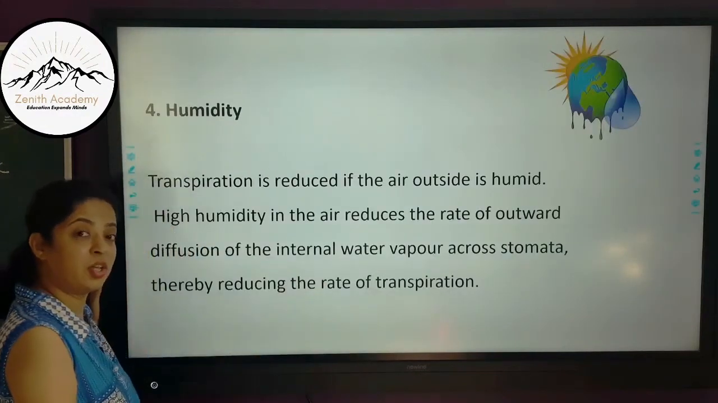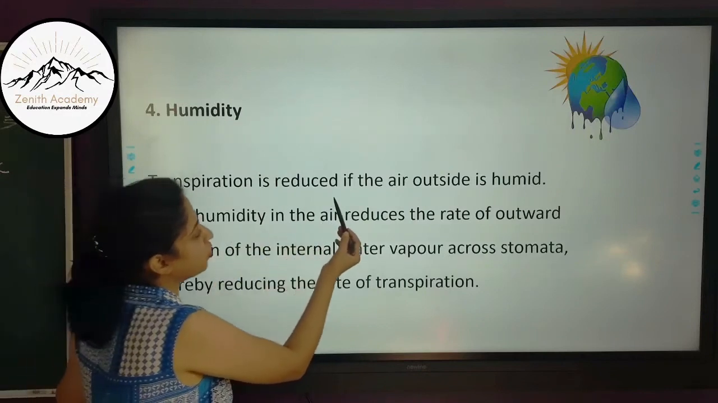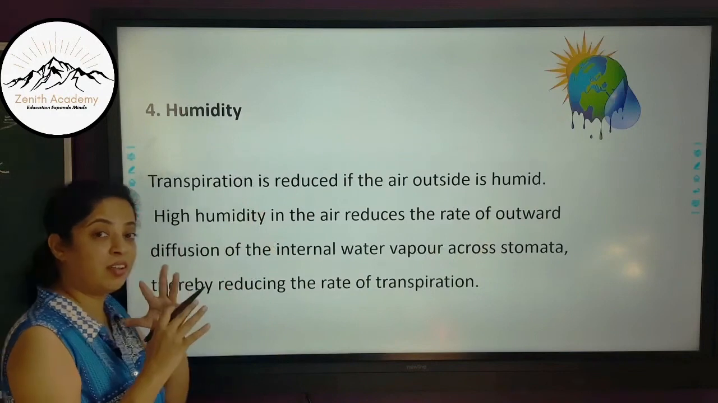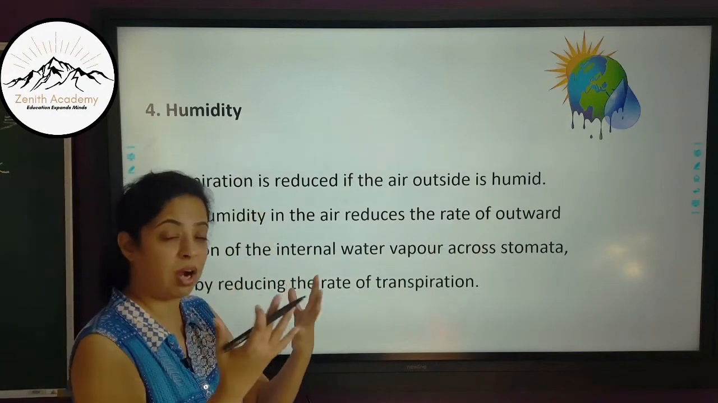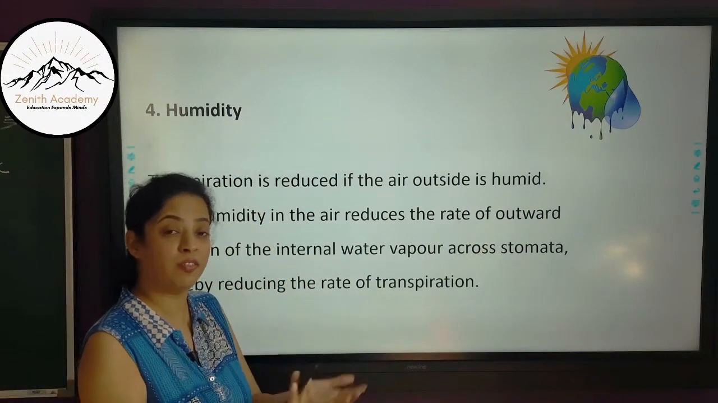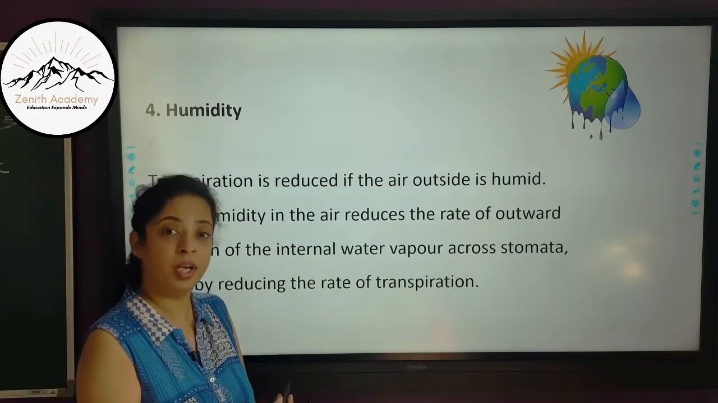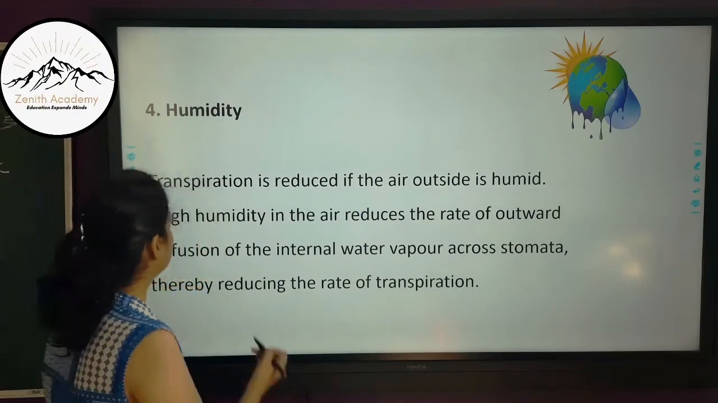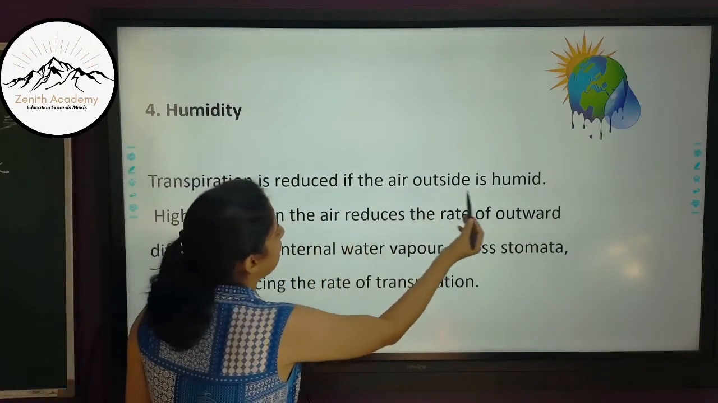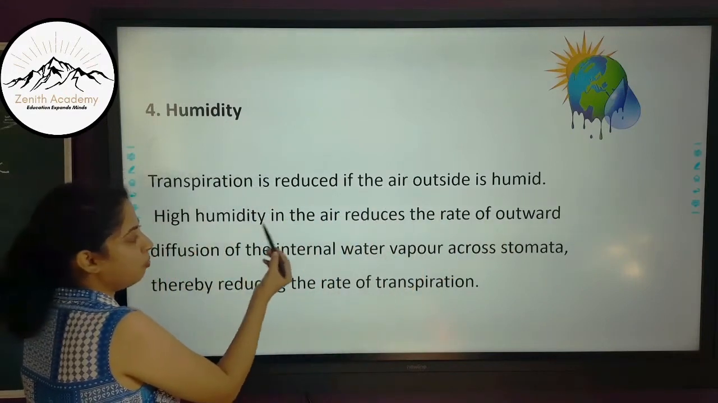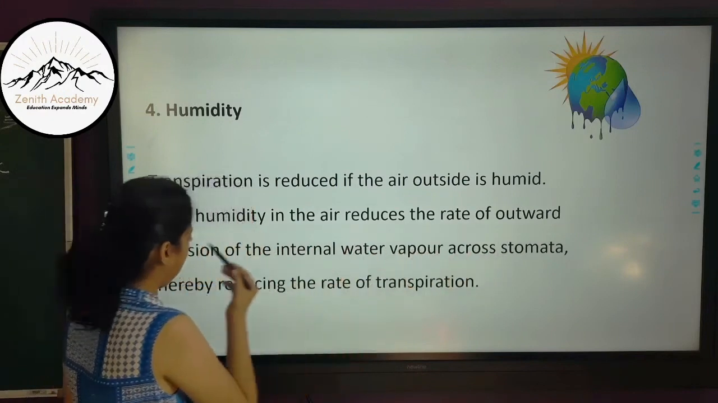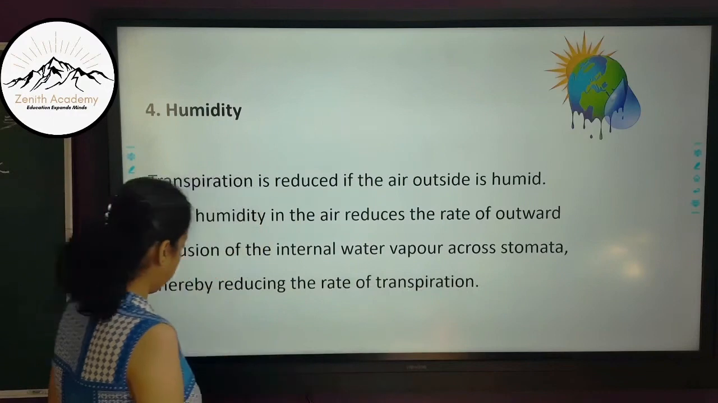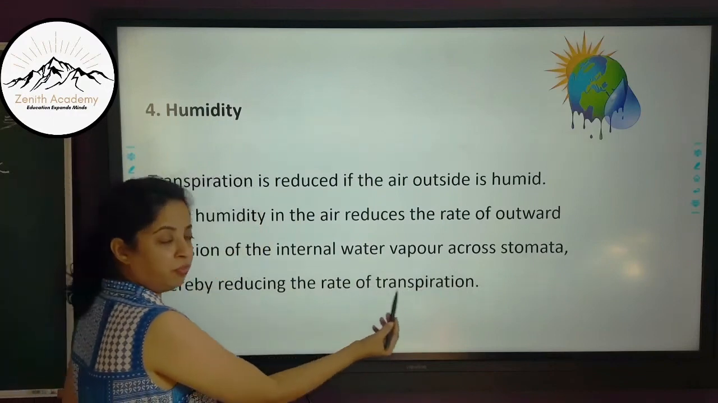The next factor is humidity. Transpiration is reduced if the air outside is humid. We already discussed this, that if the water vapor is more outside the leaves, the air is saturated with water vapor. That means humidity is more. So if the humidity is more, transpiration is less. High humidity in the air reduces the rate of outward diffusion of the internal water vapor across the stomata, thereby reducing the rate of transpiration.